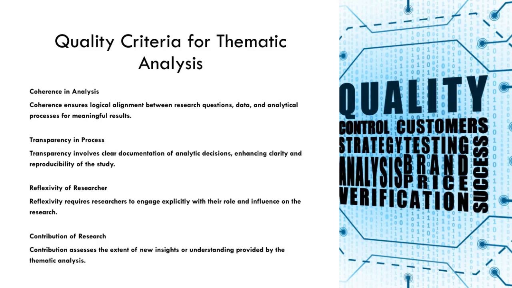When we talk about quality criteria for thematic analysis, there are 4 key aspects to keep in mind: coherence, transparency, reflexivity, and contribution. First, coherence is all about making sure there's a logical connection between your research questions, the data you've collected, and the way you analyze it. This ensures your results are meaningful and grounded in your initial aims. Next, transparency means documenting your analytic decisions clearly throughout the process. This not only helps others understand how you arrived at your conclusions but also makes your study reproducible.